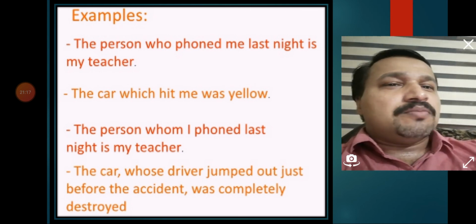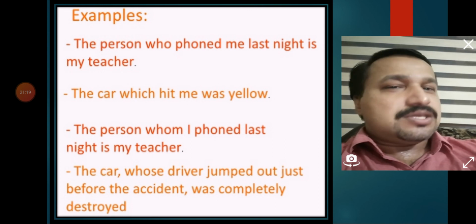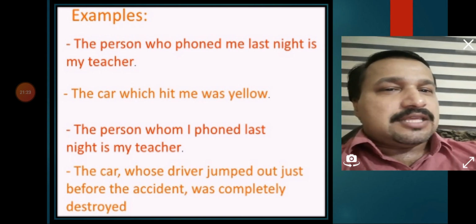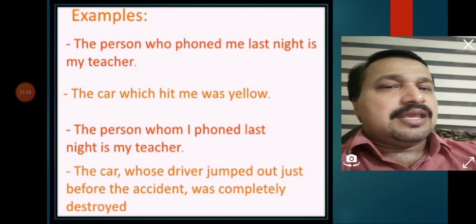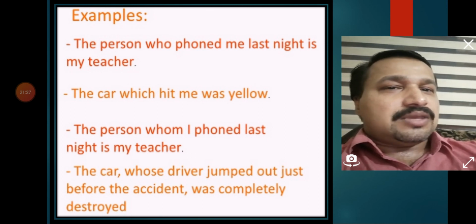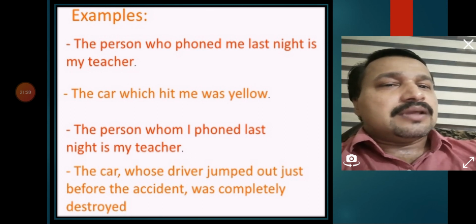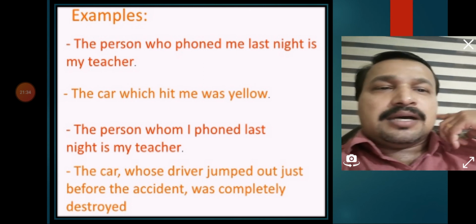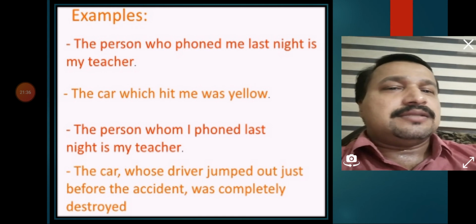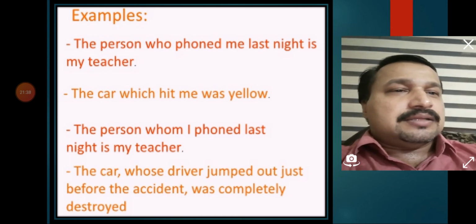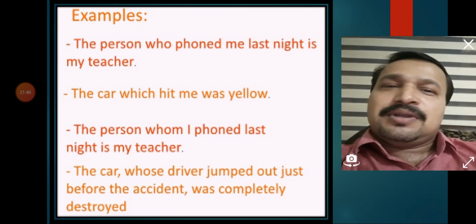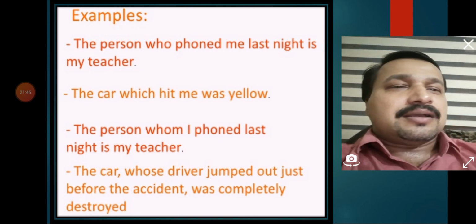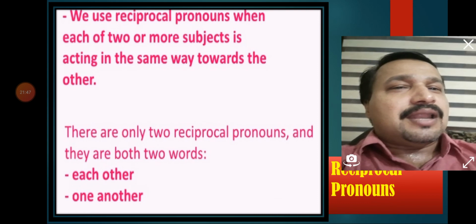The person whom I phoned last night is my teacher. The car whose driver jumped out just before the accident was completely destroyed. Here you can see the clause "whose driver jumped out just before the accident" describes the noun, the car. So here you can see it is the function of relative clauses.